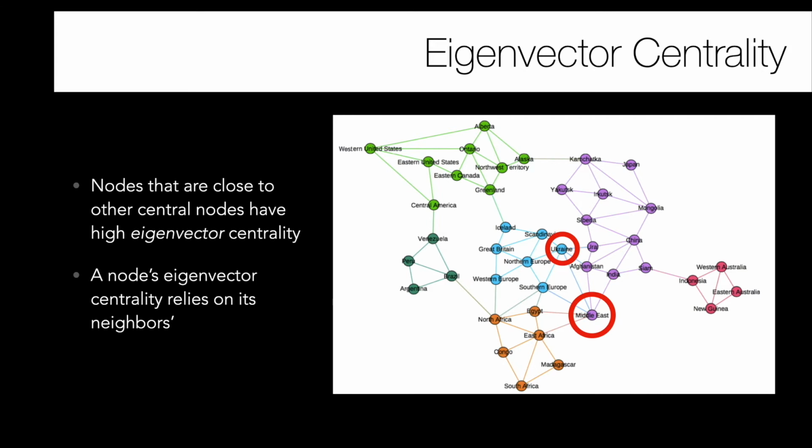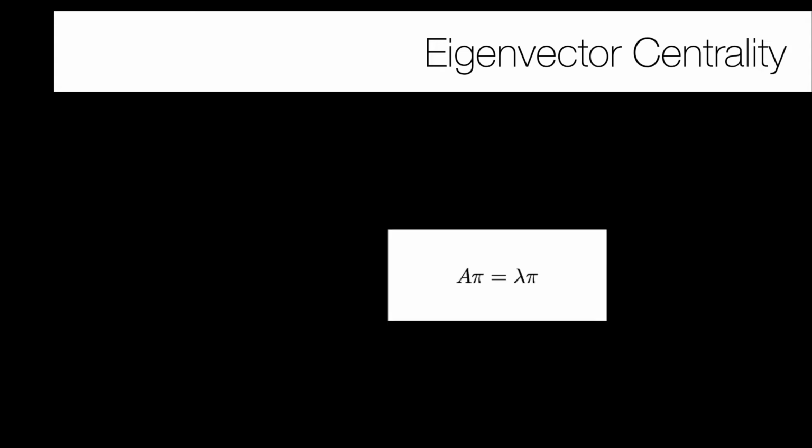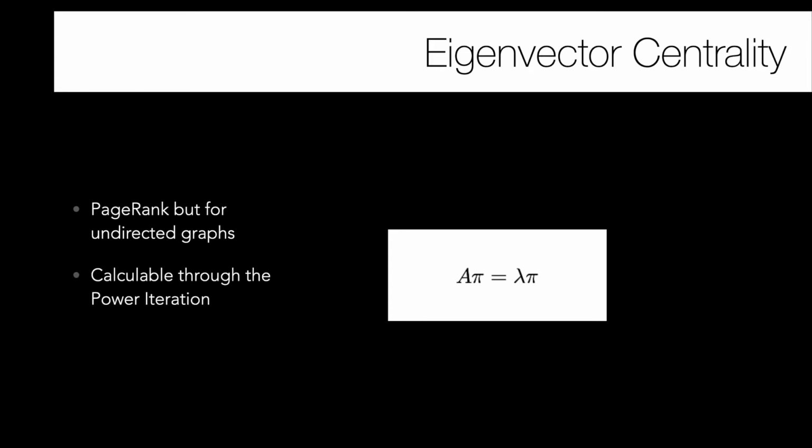Similarly for Ukraine, if you look at the risk map, Ukraine actually provides a bridge from Asia to Europe. And when we talk about definitions from a formal perspective, we see something very similar to PageRank. Like I said, it's PageRank for undirected graphs, where we have some adjacency matrix and some pi vector, which represents our eigenvector centrality vector. And this pi vector is, in fact, an eigenvector of A, the largest eigenvector. We can calculate this through power iteration in the same way that we did with PageRank.